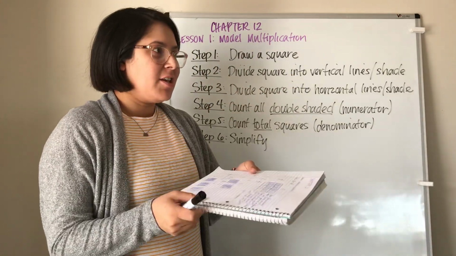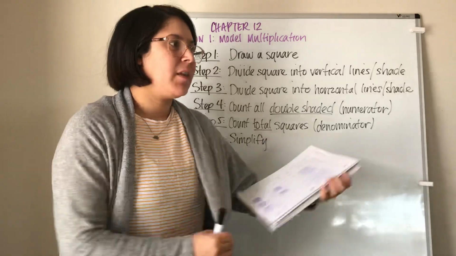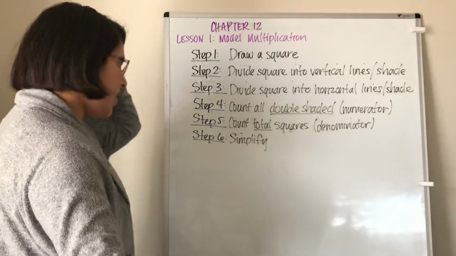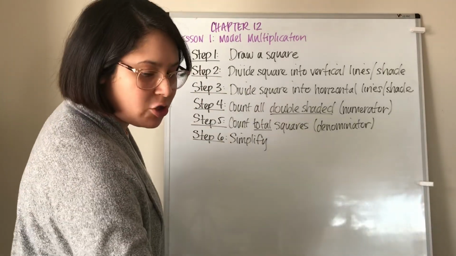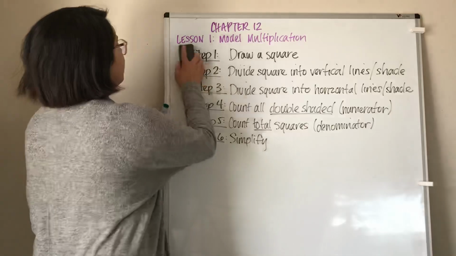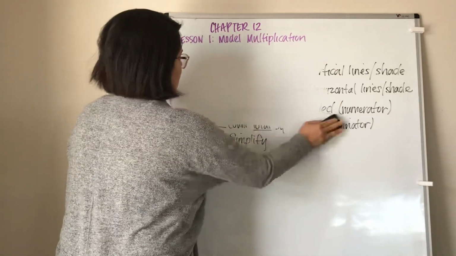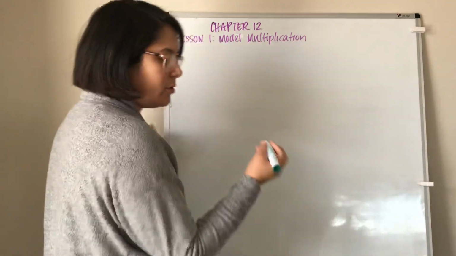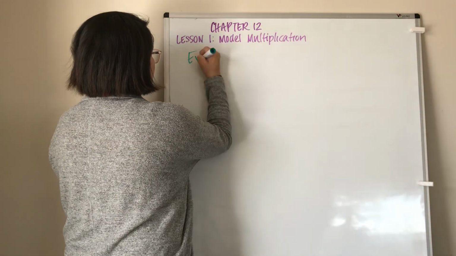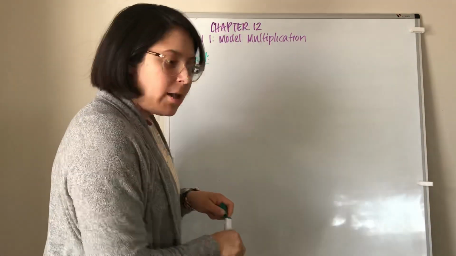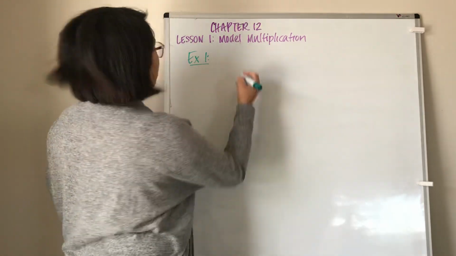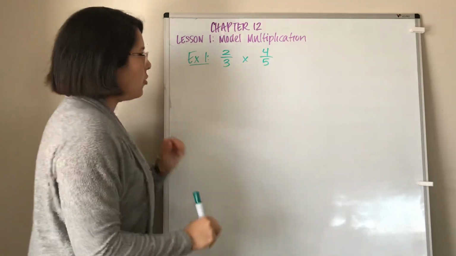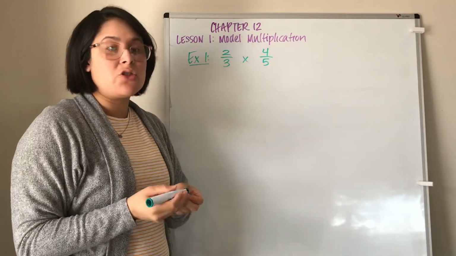Okay. So, okay. So let's go ahead and try an example. So, go ahead and make sure you have these written down. Okay, so let's do example 1 now. Is going to be 2/3 times 4/5. 2/3 times 4/5. Okay, so step 1 was draw a square.